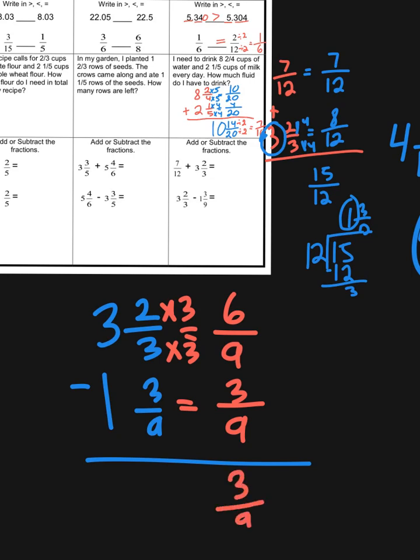And 3 minus 1 equals 2. But you have to simplify by dividing the numerator and the denominator by 3, giving us a final answer of 2 wholes and 1 over 3, because 3 divided by 3 is 1, and 9 divided by 3 is 3.